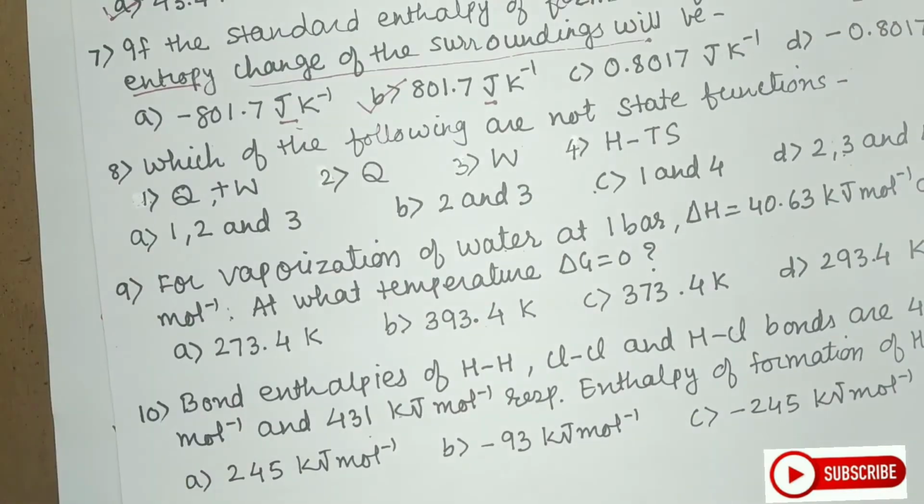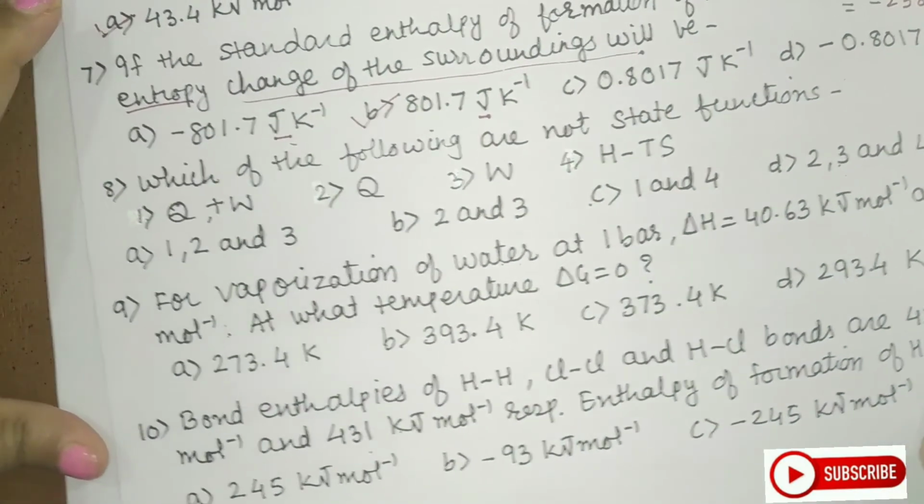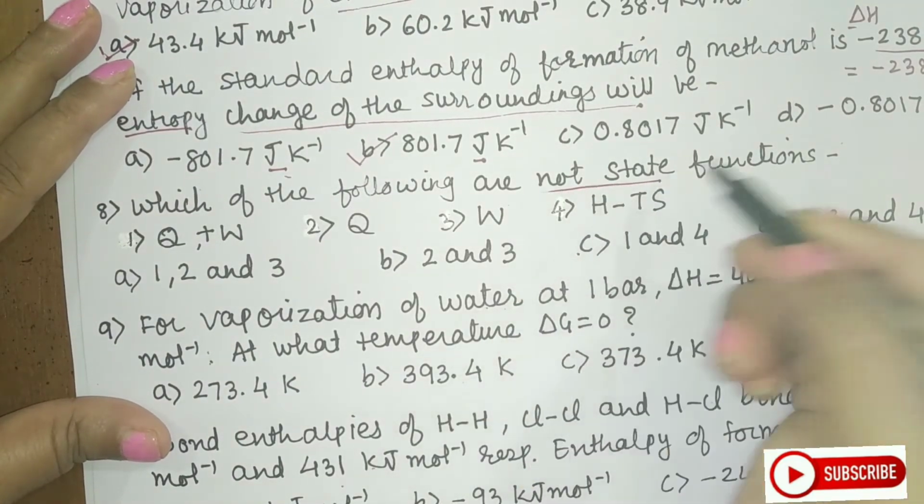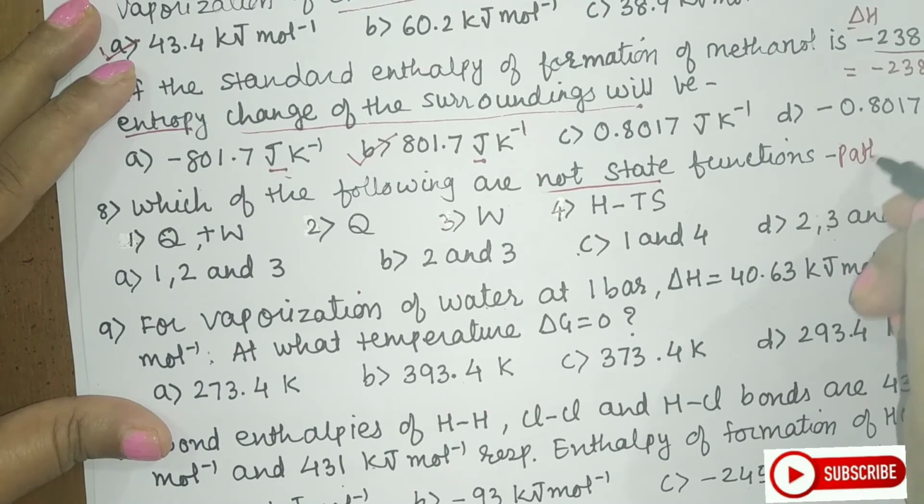Which of the following are not state functions? Students, we have two types of functions, state function and path function. If they are asking which is not a state function, it means they are asking about the path functions.